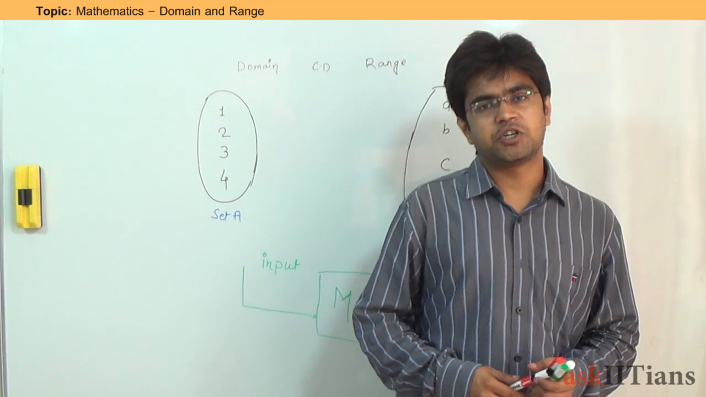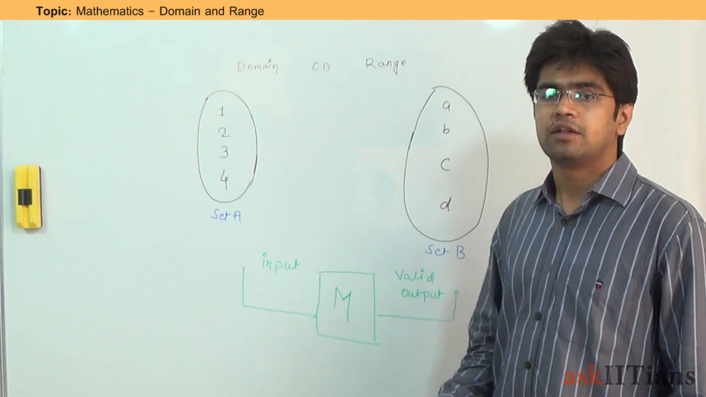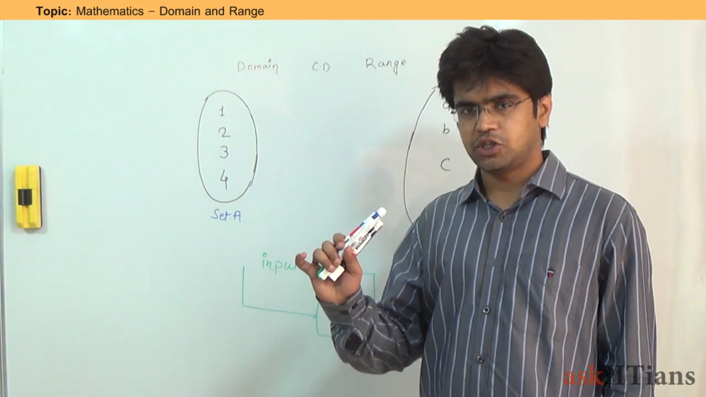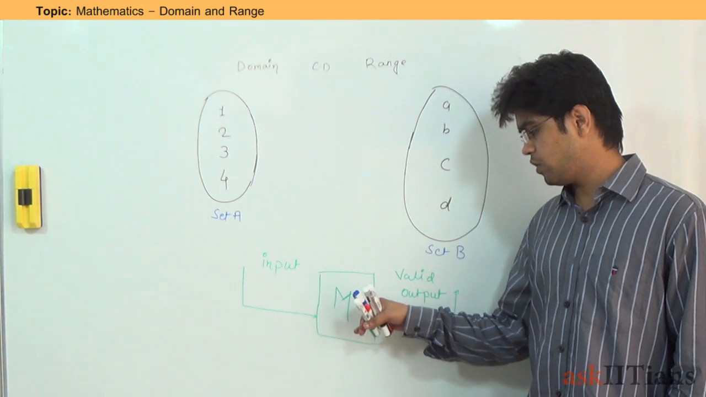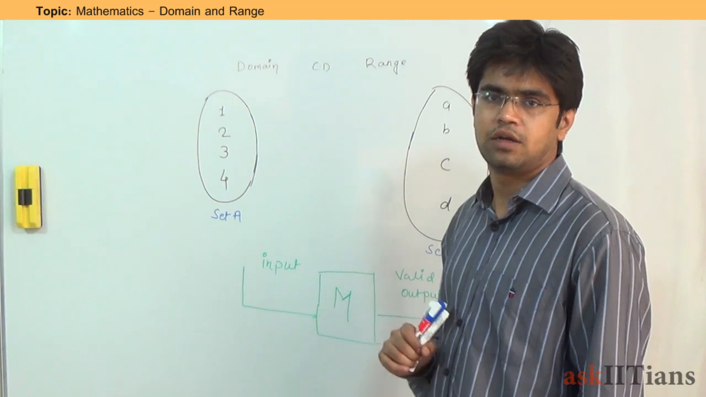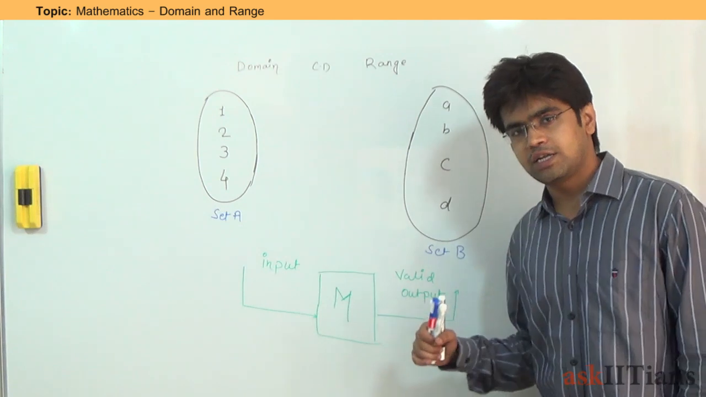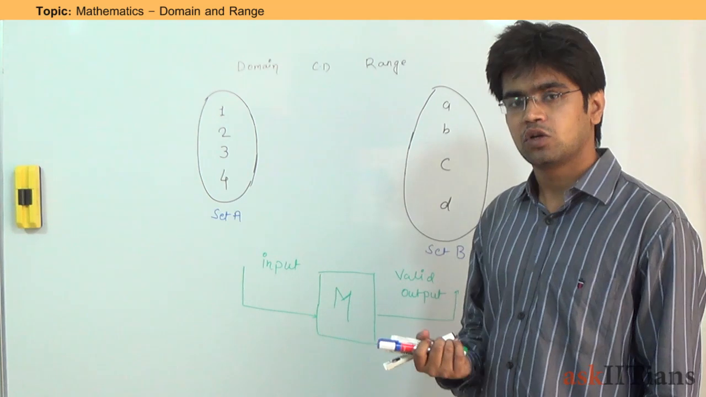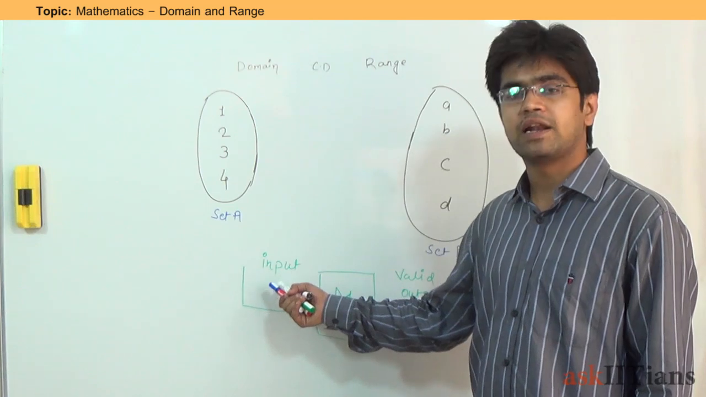Now take an example of a machine. Suppose that we have a machine that gives us plastic toys as an output. Now in order to get plastic toys as an output, we have to provide some raw material. That raw material is the input. Now what can that raw material be? Obviously, because the toys are made up of plastic, the raw material has to be plastic. So plastic is a valid input.